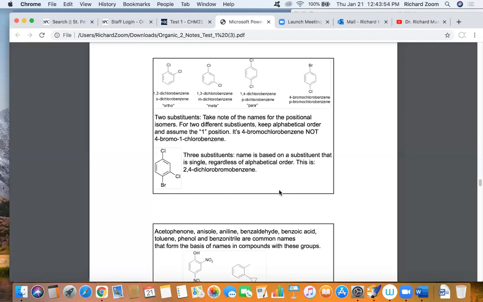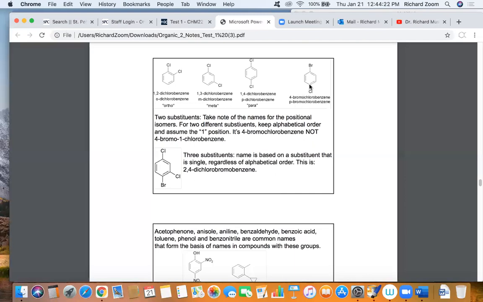Okay, so let's look at the bromochloro one. That's a good question, by the way, Deanna. Do you see how I'm calling it p-bromochlorobenzene, or 4-bromochlorobenzene? That's because it's being named as a chlorobenzene, so it's assumed that the chloro is at the one position. That means the bromo is at the four position.